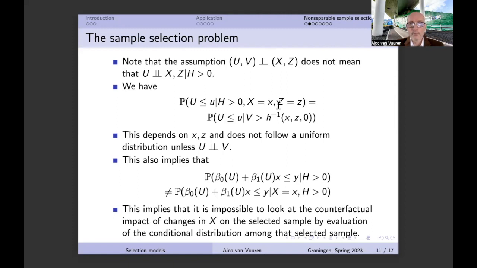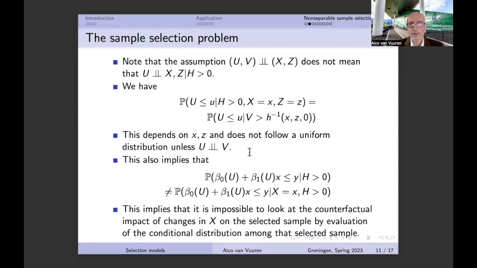This has important consequences. Among other things, this is going to have a very big consequence on the possibility to estimate or to do empirical investigation in general. For example, one of the things that we might be interested in is this thing that we have over here, the probability that beta 0u plus beta 1ux is smaller or equal to y, conditional on h larger than 0.